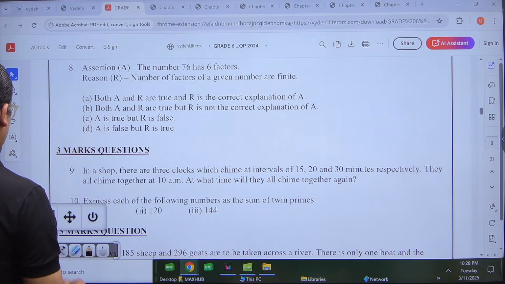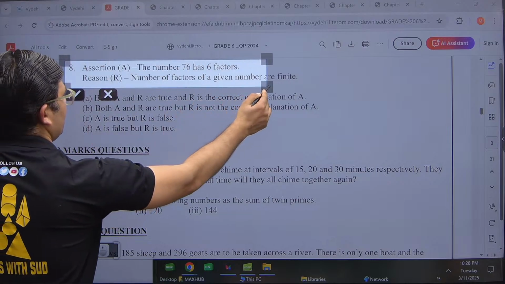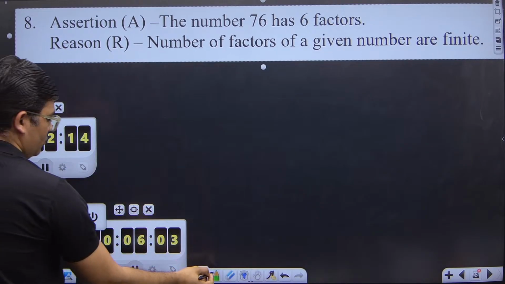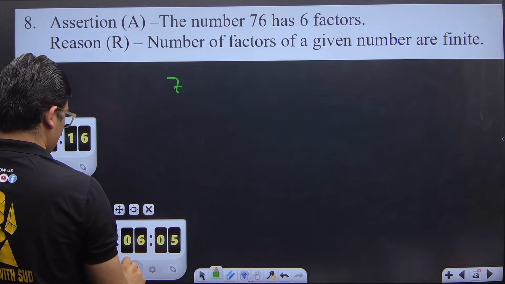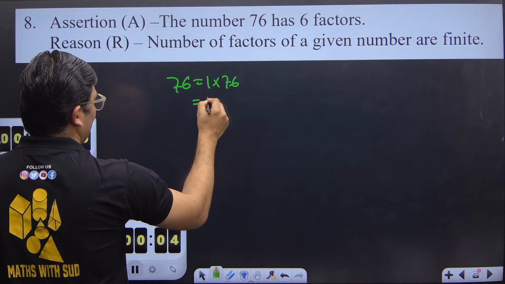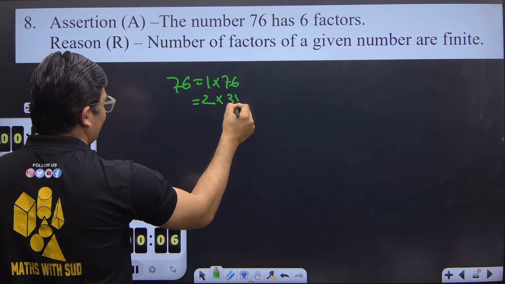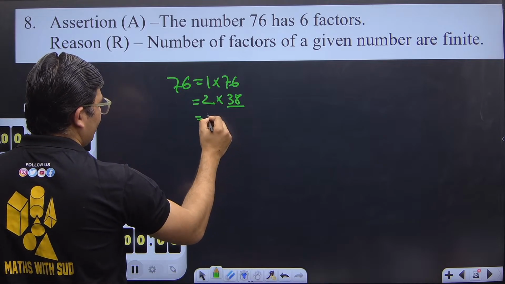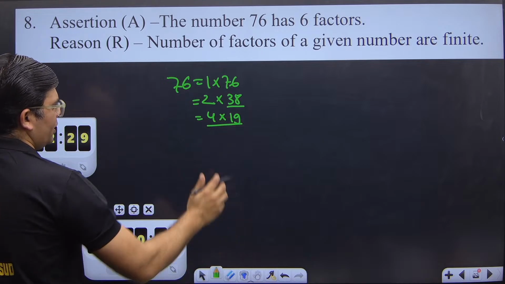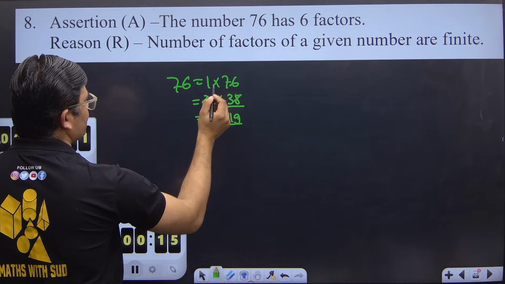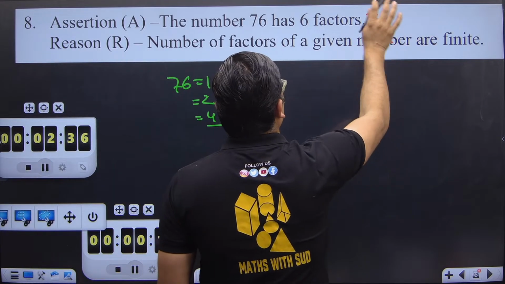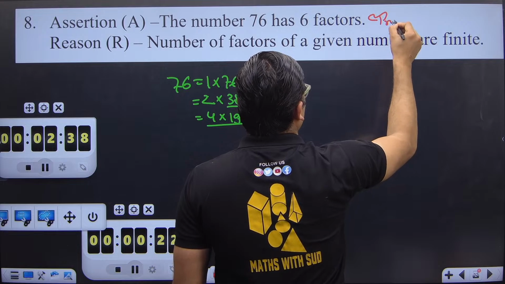वृंदा, हाँ सर. अगला क्वेश्चन बेटा. The number 76 has 6 factors. Is it true? Yes. Yes, let us check. So 76 can be written as 1 into 76. It is divisible by 2 because 2 is a factor. 38 can further be divided by 2, so you can write 4 into 19. Okay, so there are 1, 2, 3, 4, 5, 6. So the first statement is true.